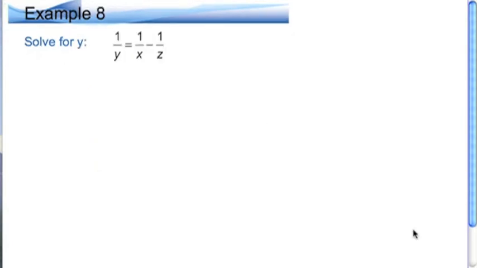For our last problem of the lesson, we're going to look at 1 over y is equal to 1 over x minus 1 over z. We would like to solve that for y. First thing I'm going to do is rewrite it. 1 over y equals 1 over x minus 1 over z. Anytime you're dealing with fractions, it's a good plan to multiply through by the common denominator and clear those out. So we'll do that first. The common denominator here is xyz. So I'm going to multiply every term through by xyz.